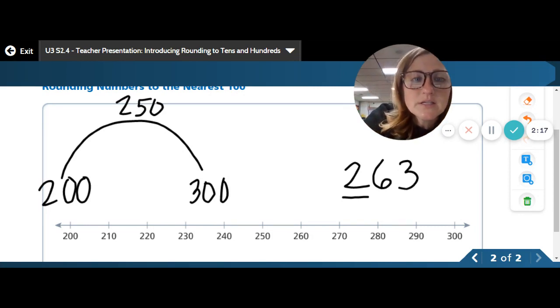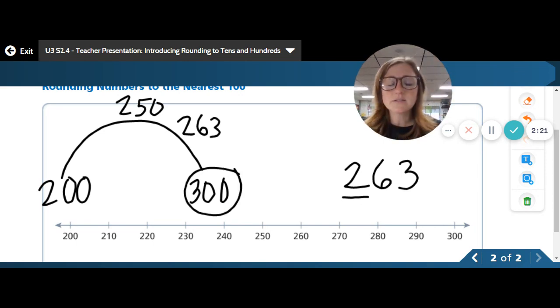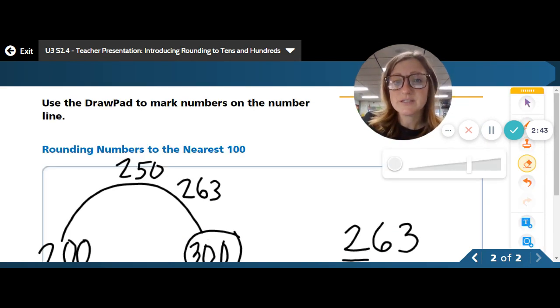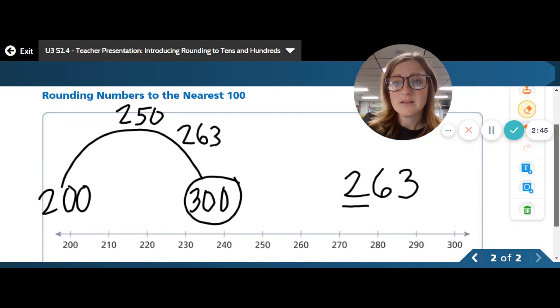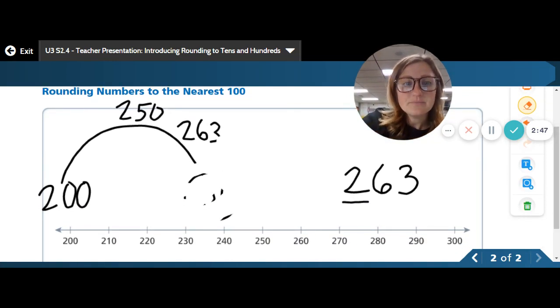So 263 would come on this side of the mountain, which means if I am rounding 263 to the nearest 100, it would be 300. It is closer to 300. But I can also round this number, this special number, to the nearest 10. Let's do that.